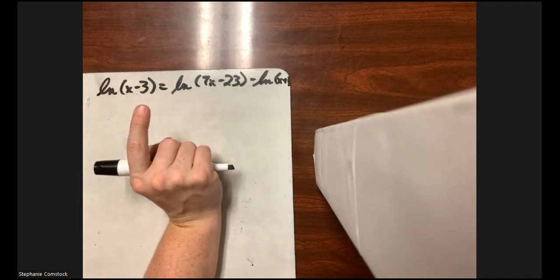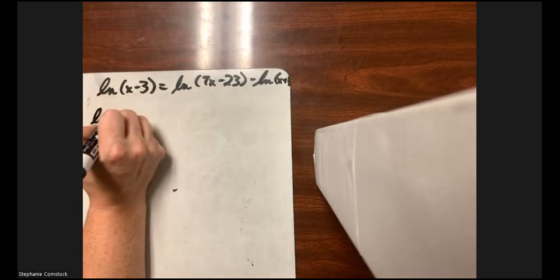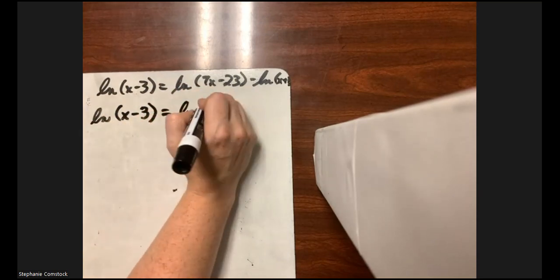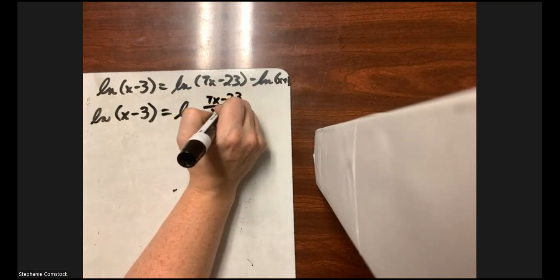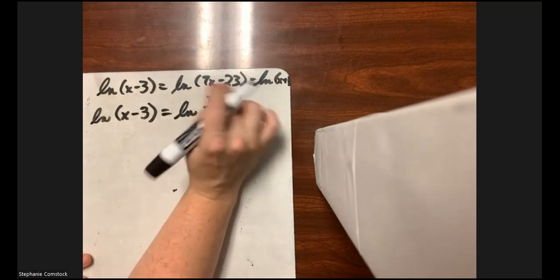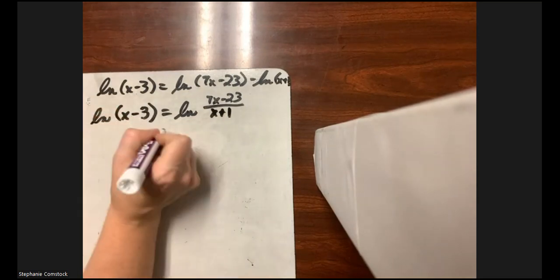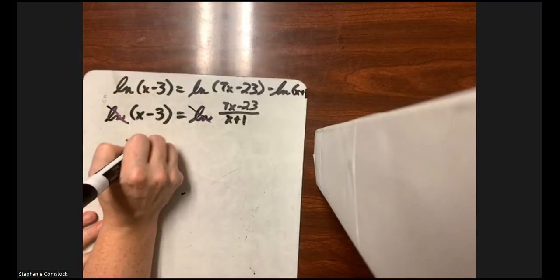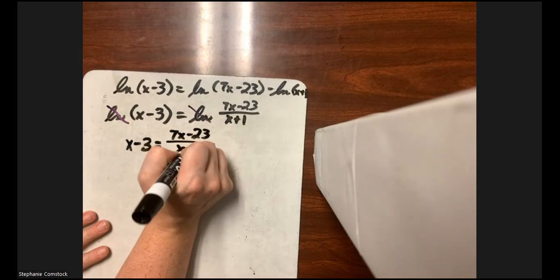So we think back to our product, quotient, and power rules. I have subtraction, so that goes back to a quotient. So I'm going to have natural log of x minus 3, natural log of 7x minus 23 over x plus 1, okay? And all of that is in one fraction. Remember that when you condense, you should have fewer log words, okay? So now I've got natural log and natural log on the front ends, but they're singletons, so I can get rid of them. So now I have x minus 3 equals 7x minus 23 over x plus 1.